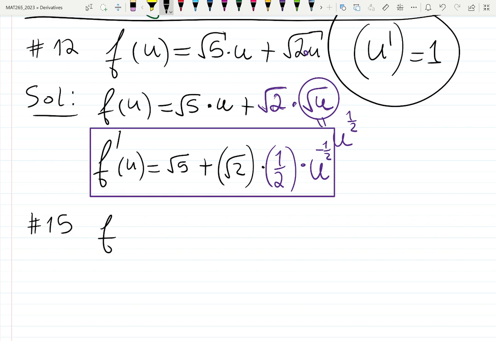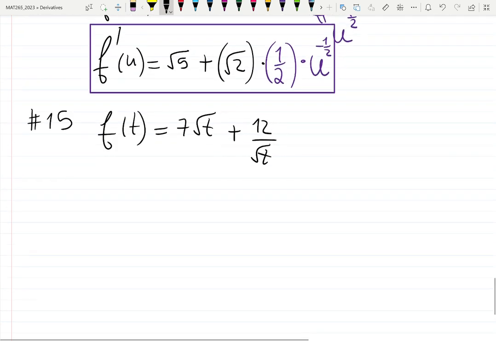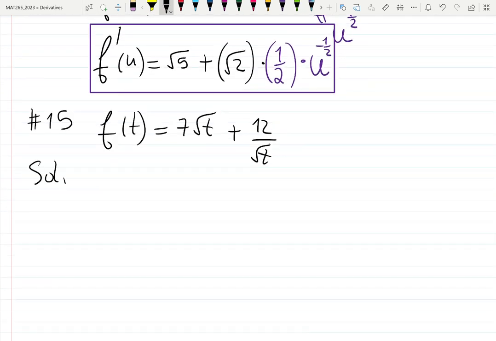Quickly before we go to other stuff, f equals 7 square root of t plus 12 over square root of t. Very fast with that. Rewrite first. I'm debating about the graph of the derivative. There's no problem like this on the exam, so I'm not thinking if I want to waste time on this. I can do it in the office hours.